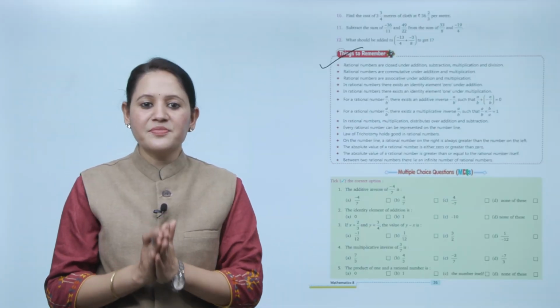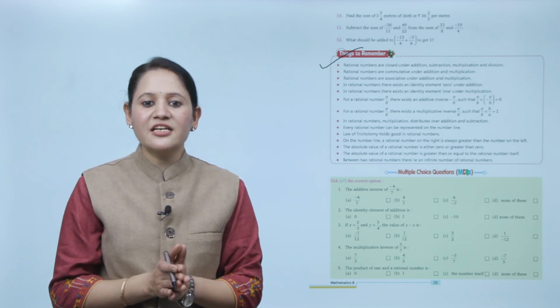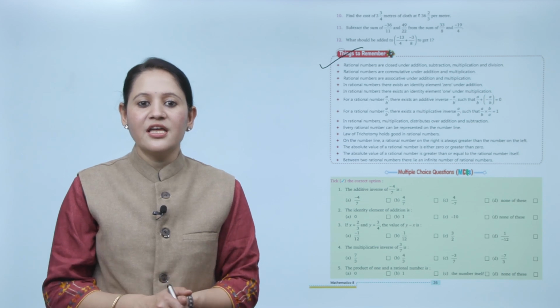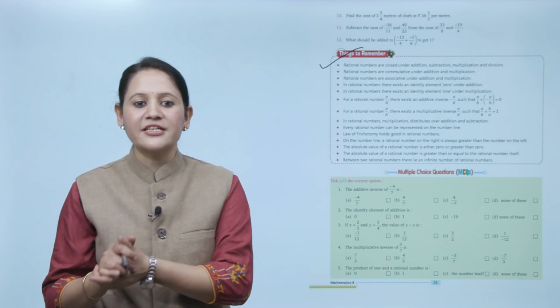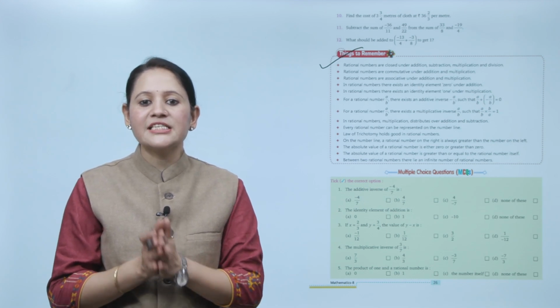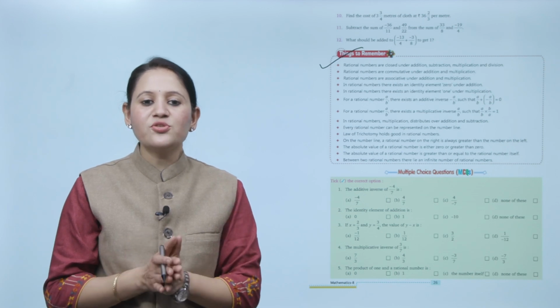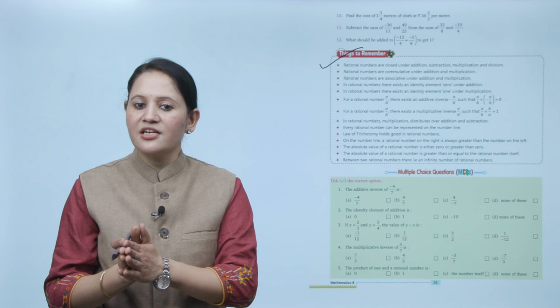Law of trichotomy holds good for rational numbers. On the number line, a rational number on the right is always greater than the number on the left. The absolute value of a rational number is either 0 or greater than 0. The absolute value of a rational number is greater than or equal to the rational number itself. Between two rational numbers, there are infinitely many rational numbers.